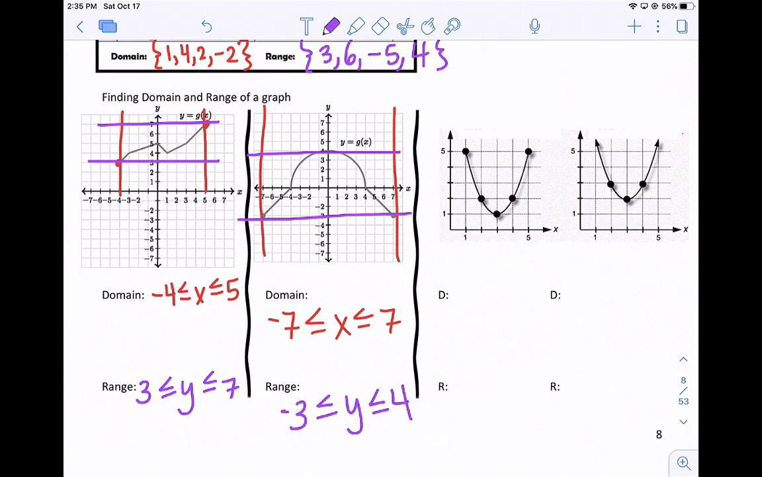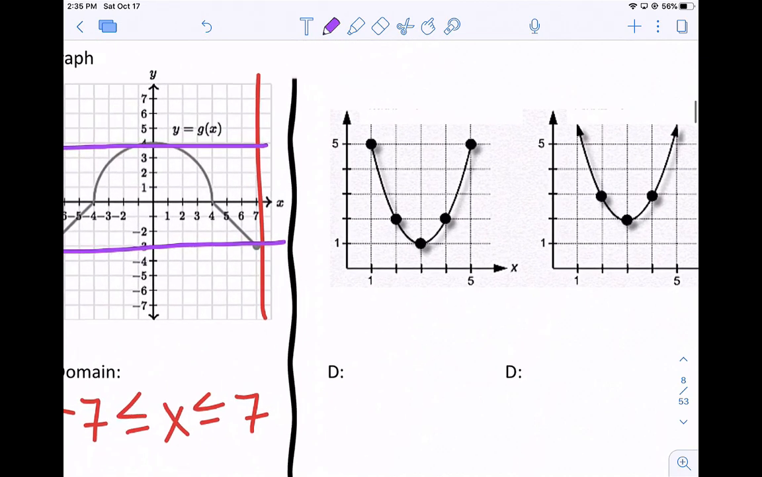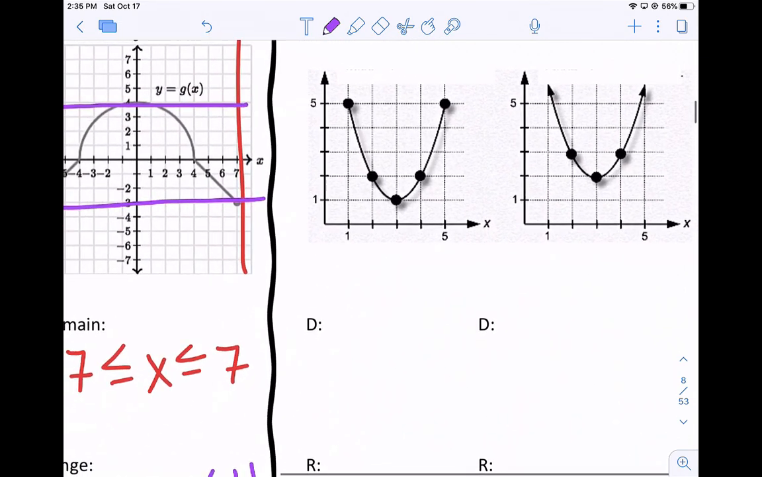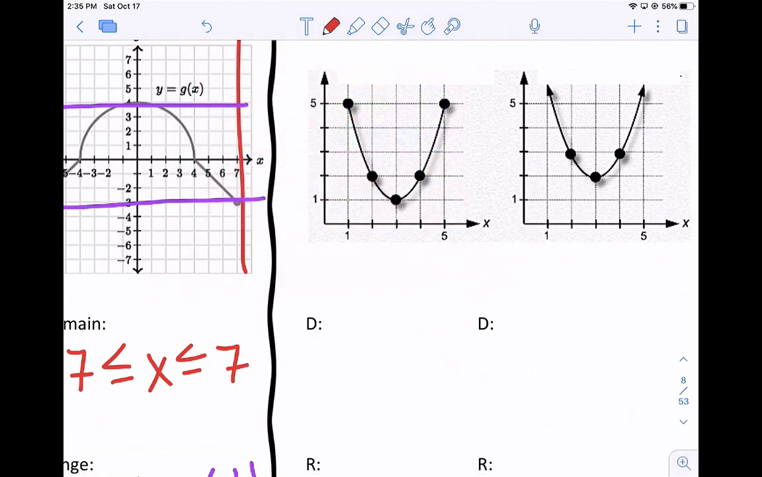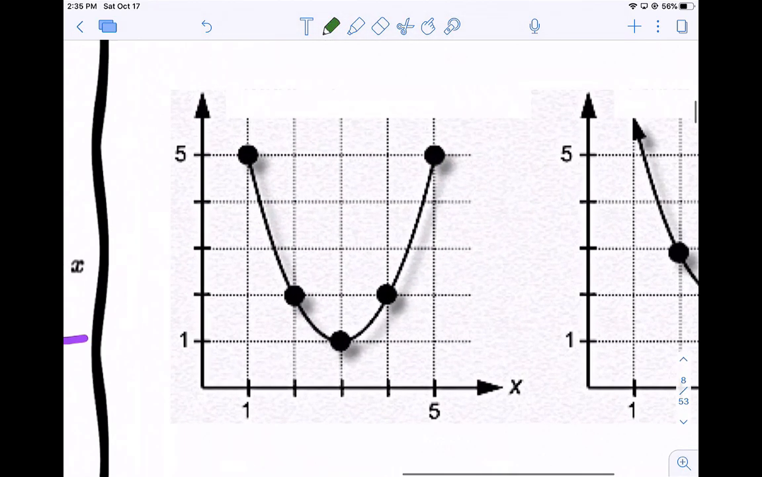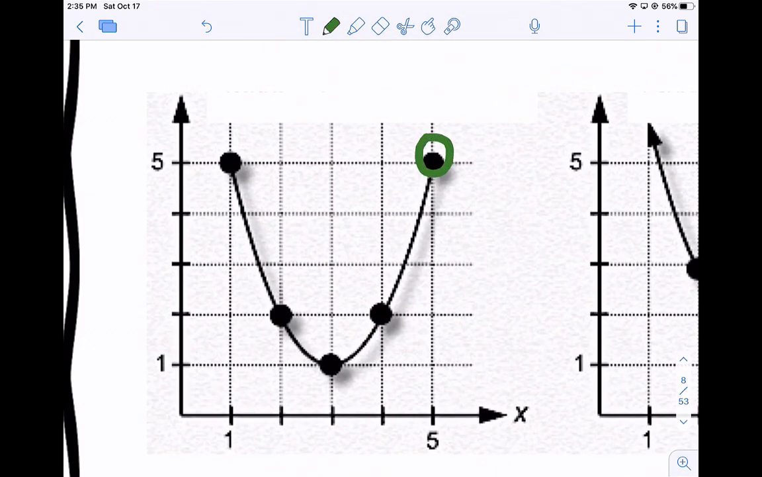Let's take a look at two more, and I'm going to change one of them slightly because we talked about having like an open circle. So let's put an open circle on this graph right here. I'll put the open circle right here.